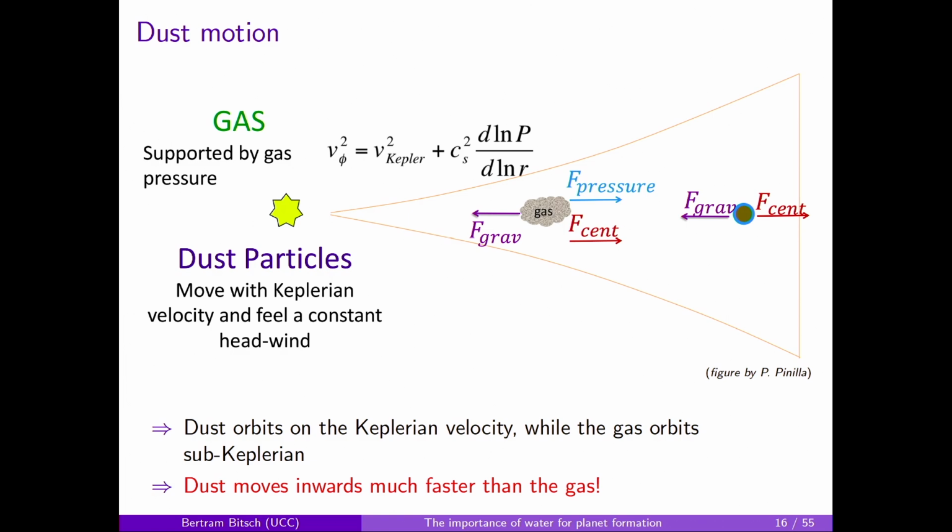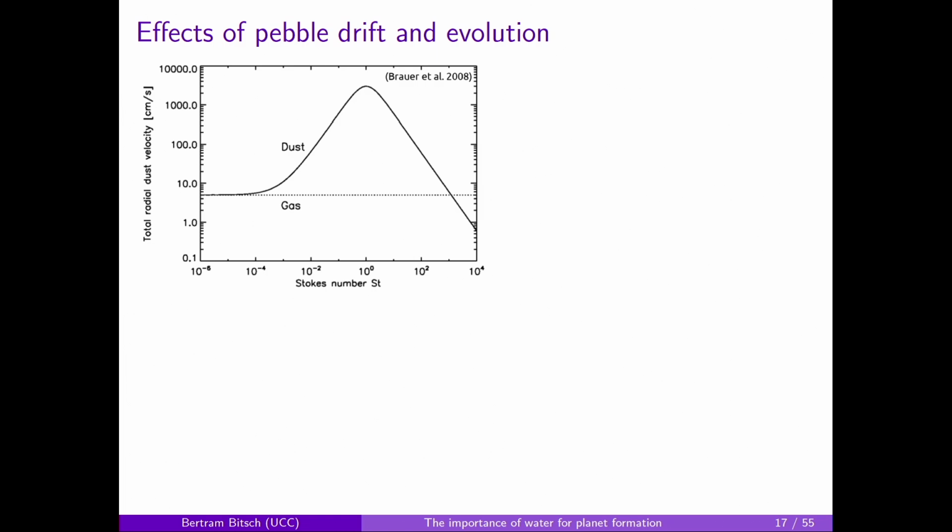And this inward motion is actually much faster than the motion of the gas, a few orders of magnitude faster. And this has enormous consequences for the composition of the disk and for the composition of the planets. So to show this in a bit more detail, this is a plot where we show the radial velocity of the gas and of the dust. And we show this as a function of the Stokes number.